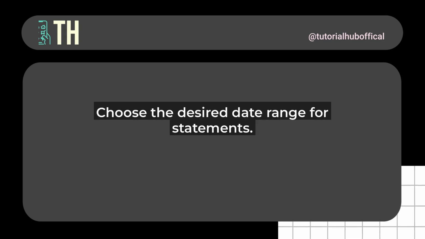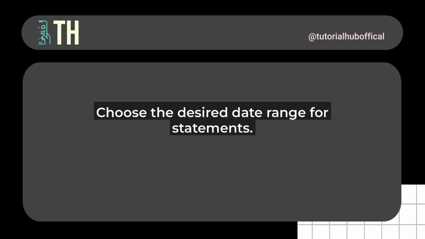Now, here's where it gets exciting. Choose the date range for your statement. The app lets you pick custom periods, like the last month or a full year, and even includes suggested filters based on your spending patterns in 2025. Hit View Statement, and voila!